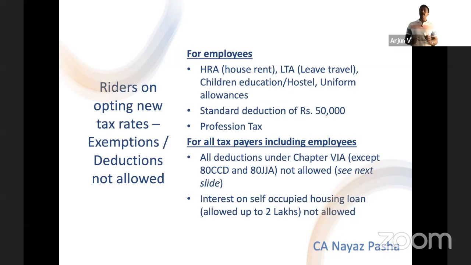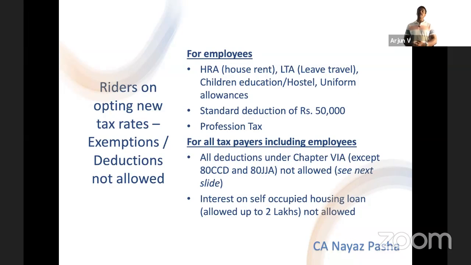We have something called Chapter 6A in income tax, which provides certain tax relief or tax rebates on certain savings, on certain expenditures. All those have to be foregone, except for two sections. I'm not going into those two sections in detail. Basically, pension and some employment. Very rarely is it applicable to individuals.